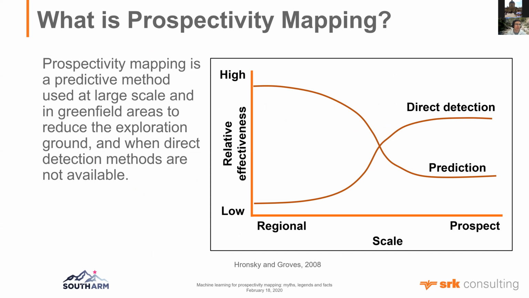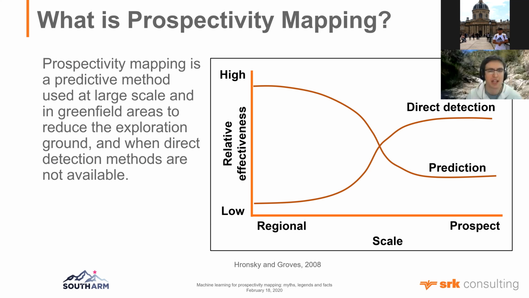Why do you want to do that? Well, prospectivity mapping, it's a predictive method. So you're not going to detect a deposit, but you're going to predict where you're the most likely to find one. It's best used at large scales, as explained on this diagram, even though sometimes at deposit scale it can be useful. And basically, it's used to reduce the size of your exploration search area in order to after be able to use direct detection methods like drilling, for example.